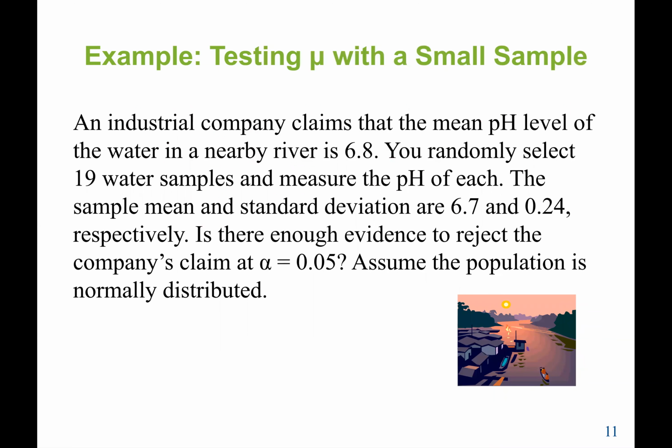Here they say an industrial company claims that the mean pH level of the water in a nearby river is 6.8. So that would be our claim. You randomly select 19 water samples, so the sample size is 19, and we measure the pH of each. The sample mean and standard deviation are 6.7 and 0.24 respectively. Is there enough evidence to reject the company's claim at alpha equal to 0.05? Here we are assuming the population is normally distributed.